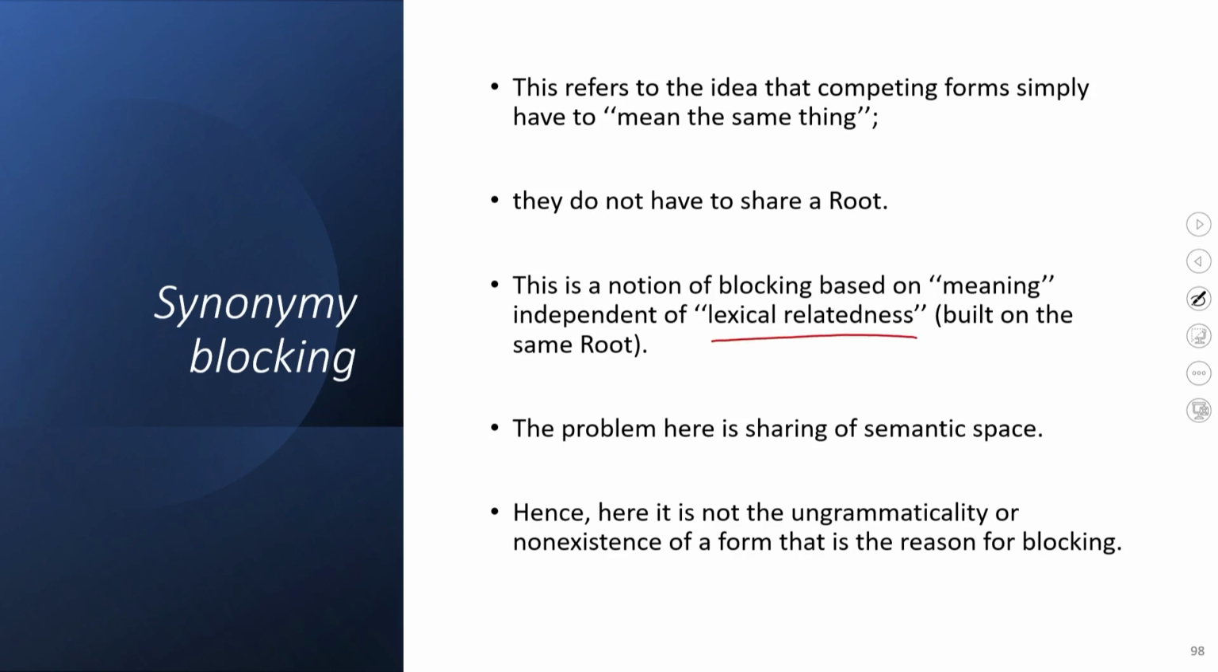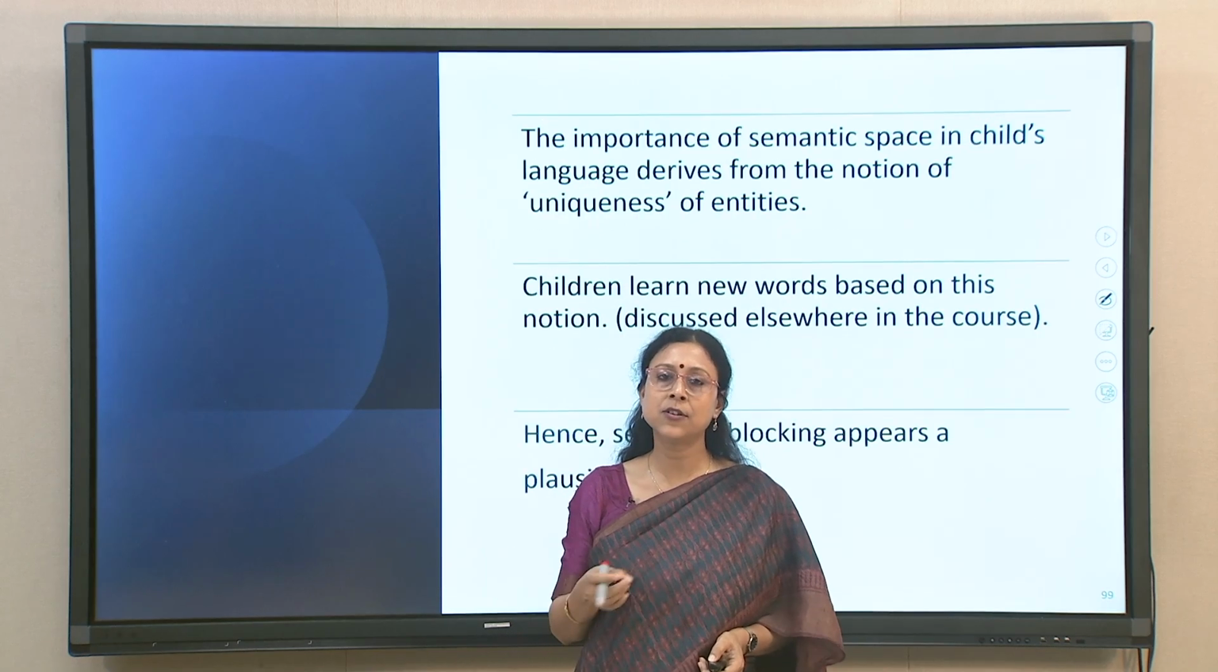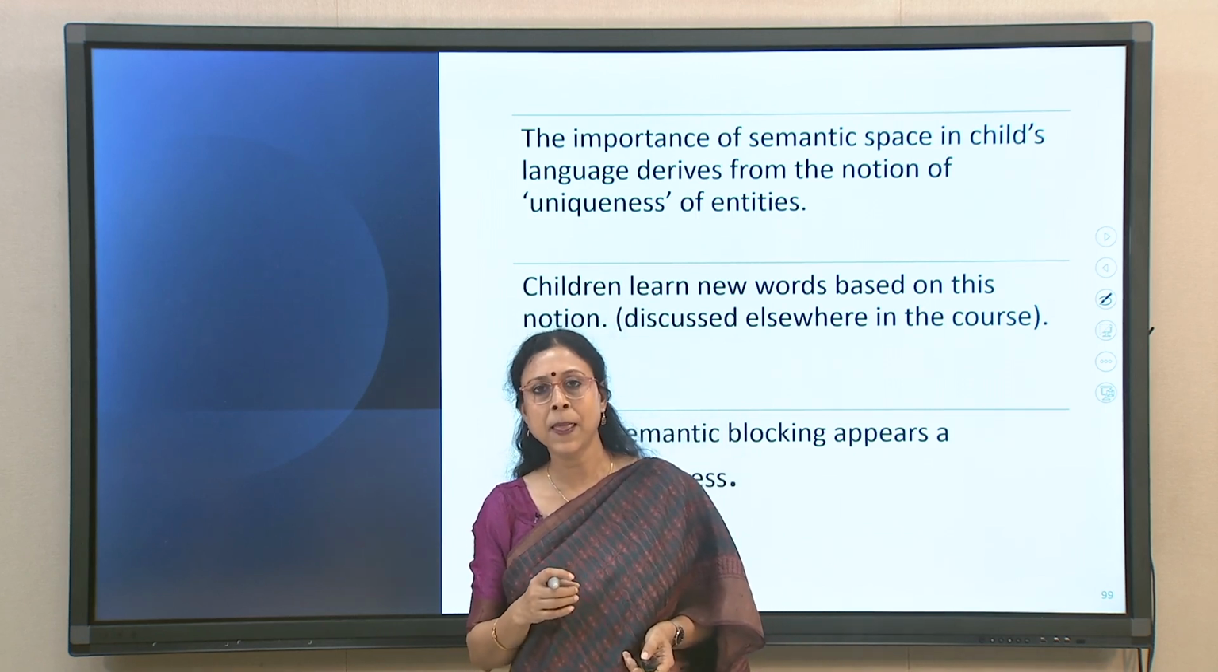This is very important, because in synonymy blocking we are looking at words that are not built on the same root. They just share the meaning, independent of lexical relatedness. The problem here is the sharing of semantic space. Hence, it is not ungrammaticality or non-existence of a form that is the reason for blocking. It is the idea of shared space. The space is taken by thief, then you do not need stealer to be used there. From steal to stealer you do not need to go there, because the word thief is already occupying that semantic space.